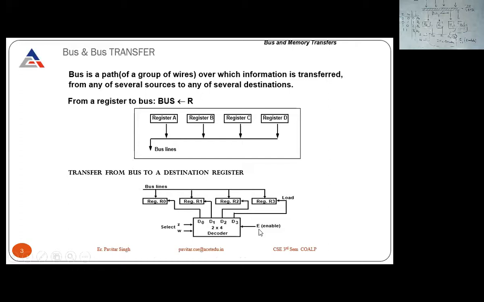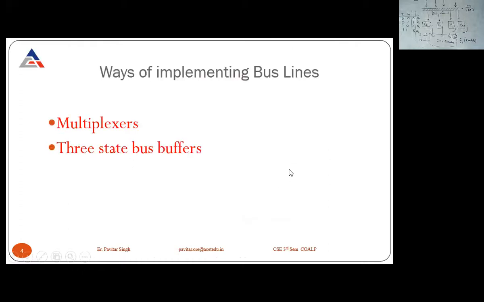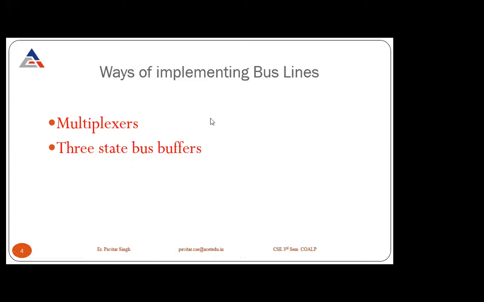I hope the concept is clear. So, ways of implementing bus lines: how the concept of bus is achieved. We have two different methods. The first method is with the help of multiplexers, and the second method is called three-state bus buffers.